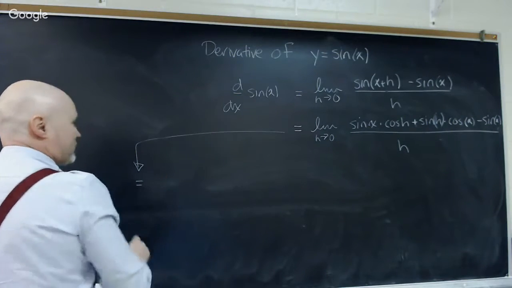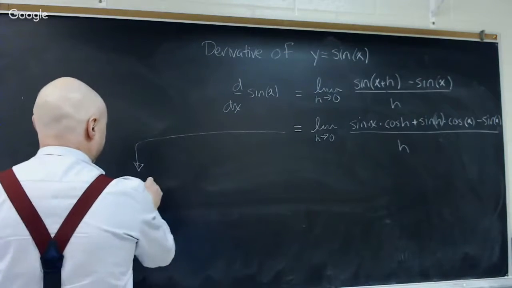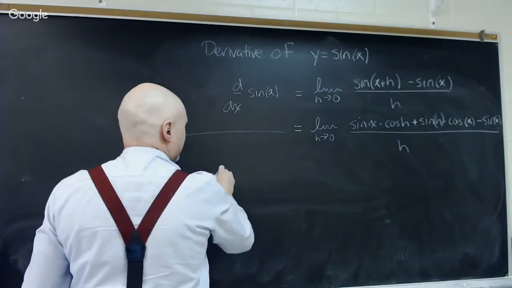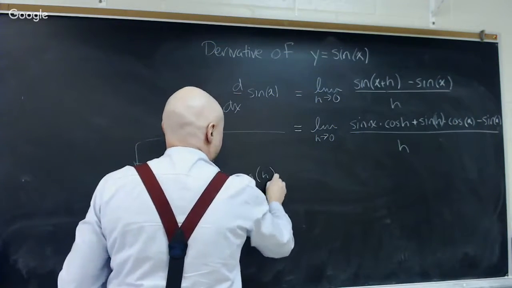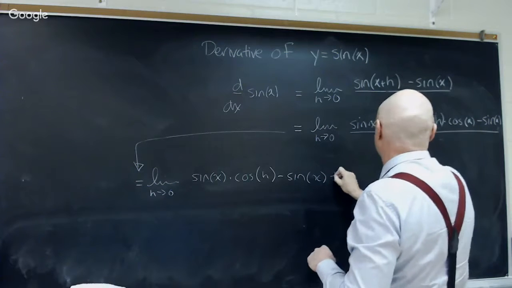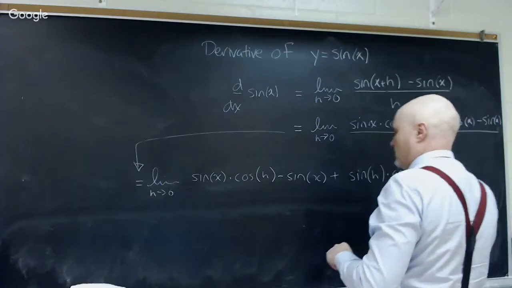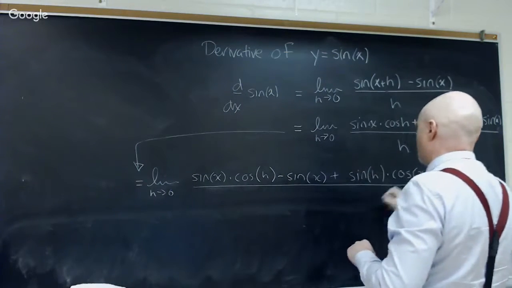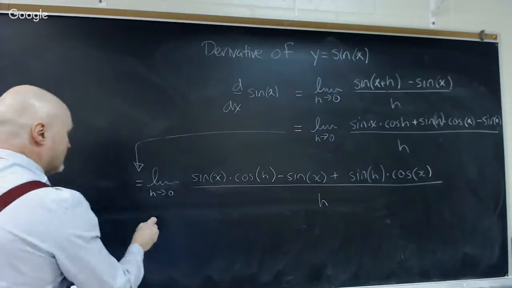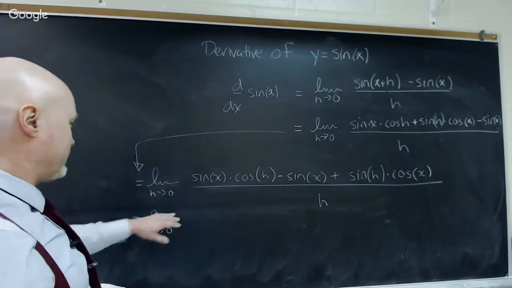Okay. So I'm just going to rearrange this with the goal in mind that I want to factor out my sine x. So my limit still stays out here. And I'm going to move the sine x over here beside its cousin, sine x times cos of h. And this whole deal is over h. Okay. And of course, it's pretty abstract. It's hard to tell where everything's going here.